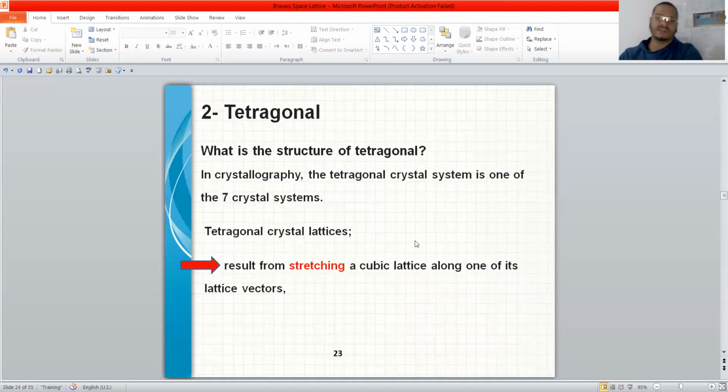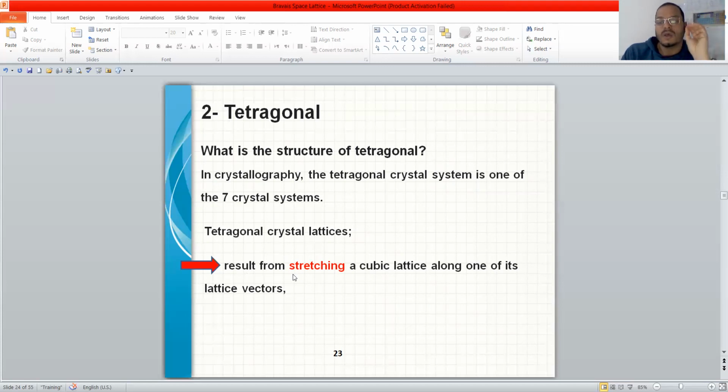Now let's talk about the second kind of structure system, tetragonal. What is the difference between the tetragonal and the cubic system? Let's take a look and introduce all this information. What is the structure of tetragonal? In crystallography, the tetragonal crystal system is one of the 7 crystal systems, like we know before. Tetragonal crystal lattices result from stretching. This is very important, and the difference starts from here. They result from stretching a cubic lattice along one of its lattice vectors.